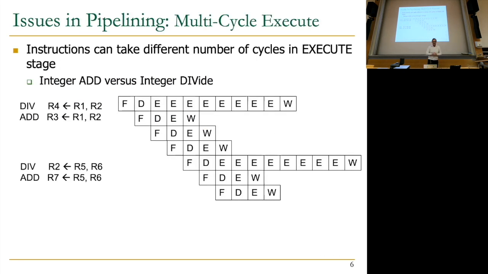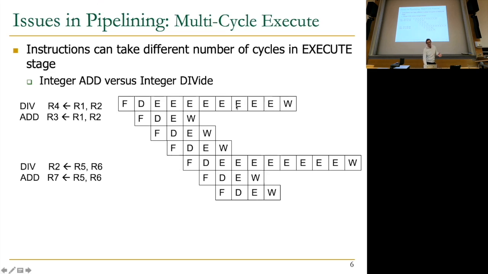So let's take a look at this example that we covered briefly last time. Essentially, instructions can take a different number of cycles in this execute stage. For example, we see the difference between an integer add, which is 1 cycle in the execute stage, and integer divide, which is 8 cycles. I just want to amplify this. In existing processors, a divide can take 40 cycles, maybe 50 cycles. An add can take 1 or 2 or 3 or 4 cycles, basically, at high frequencies.